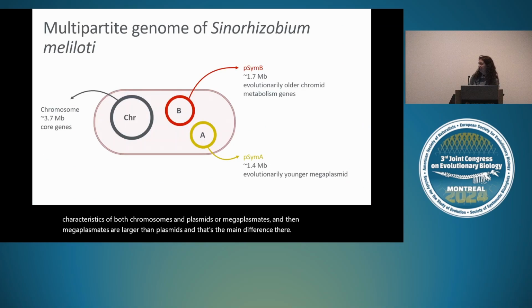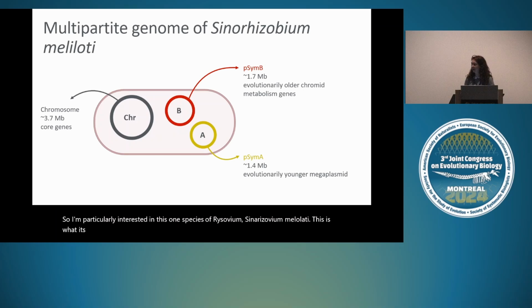I'm particularly interested in this one species of rhizobium, Rhizobium meliloti. This is what its genome looks like. It has a large chromosome, 3.7 megabases. This has all the core genes or housekeeping genes necessary for growth.